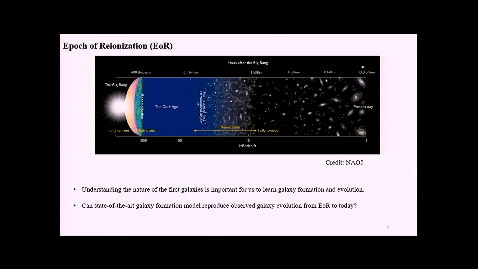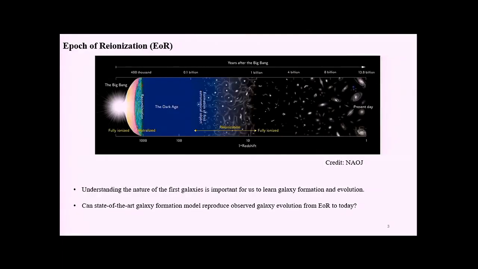So after the recombination, the overdense regions in our universe keep attracting matter through gravitational interaction, and at some point, the overdense region will gravitationally collapse and trigger nuclear fusion. This is how the first galaxies and the stars form. After being formed, the first stars will first ionize their nearby gas, and the ionized gas bubbles keep expanding until they fill out the entire space. So the transitional process of our universe from fully neutral to fully ionized status is highlighted by this yellow arrow, and this time is also referred to as the epoch of reionization.